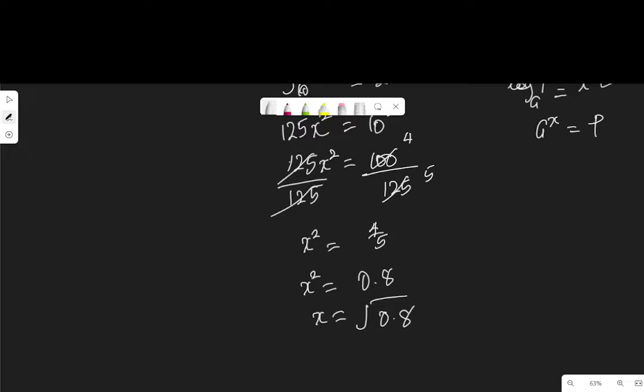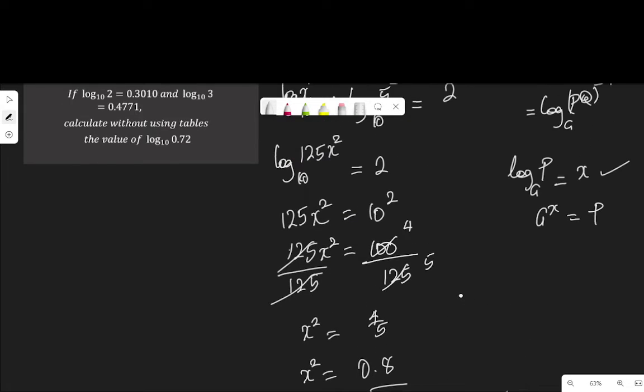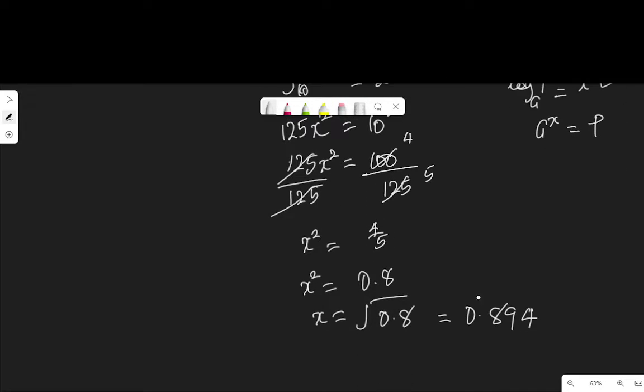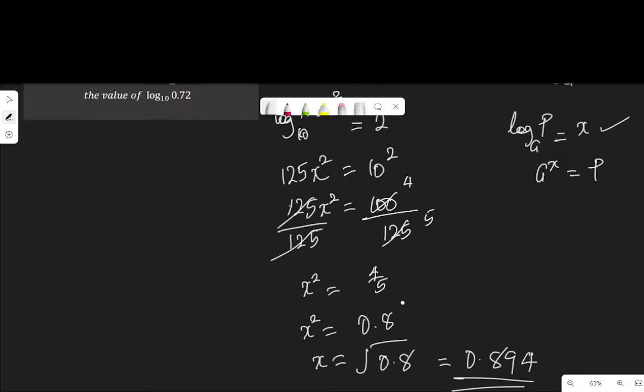Let me pull out my calculator right here. Square root of 0.8 is 0.894. I think the instructions say we should give the answer to how many significant figures? Okay, to 3 significant figures. So as it is, we are already in 3 significant figures. And that is the answer there.